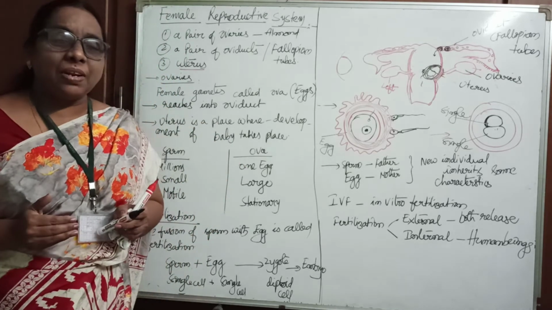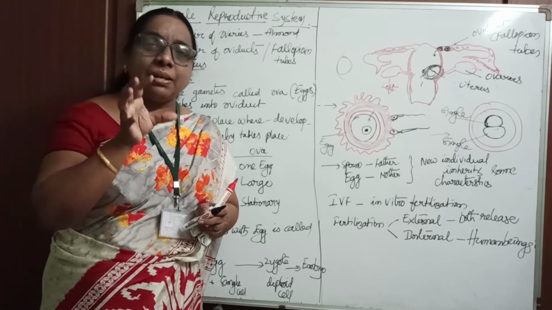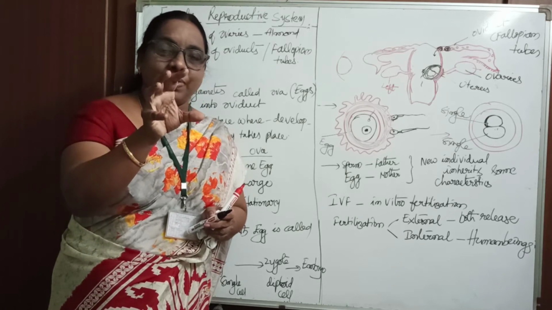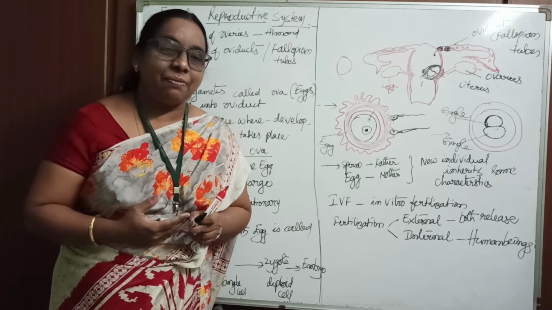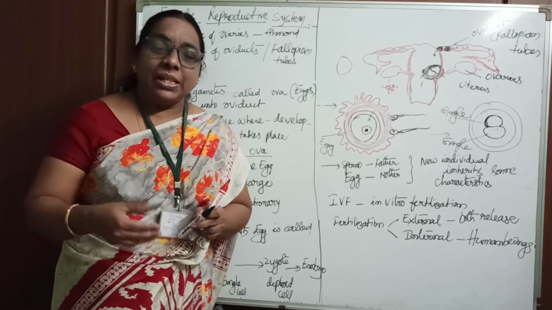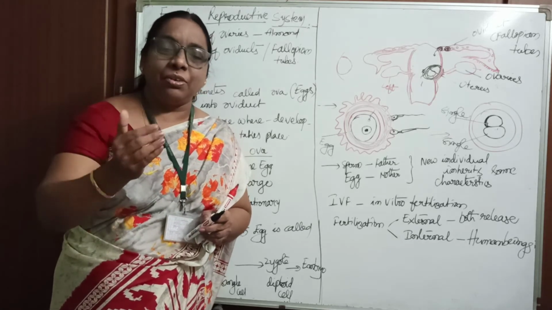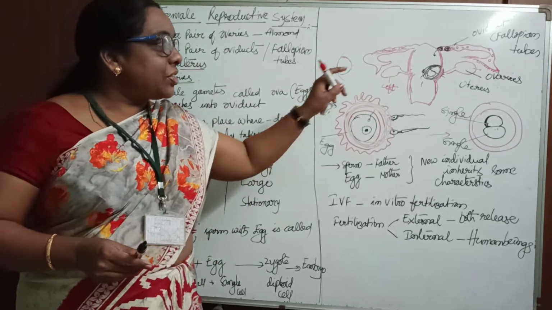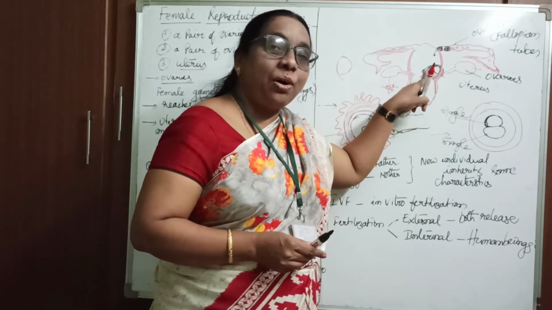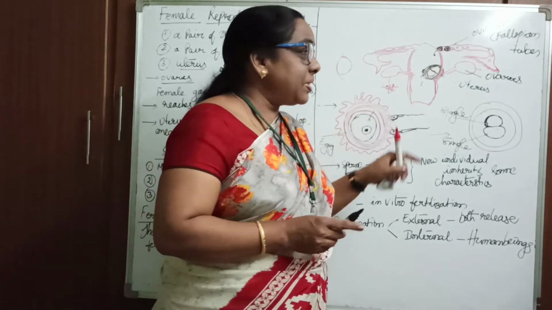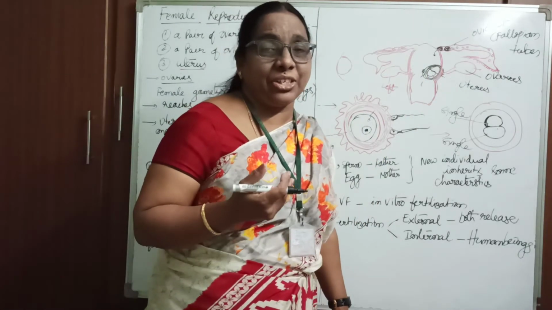In some cases, what will happen? In the fallopian tube itself, the ball gets stuck. When the ball gets stuck like that, there is no chance for further development of the embryo. The developed embryo has to come down and reach the uterus, and it has to be attached to the wall of the uterus. That particular process is called implantation.